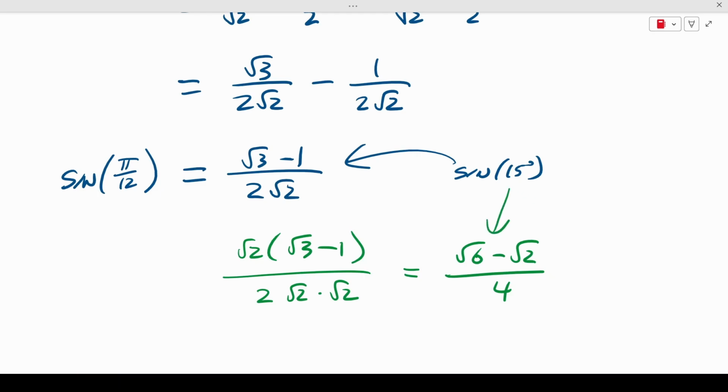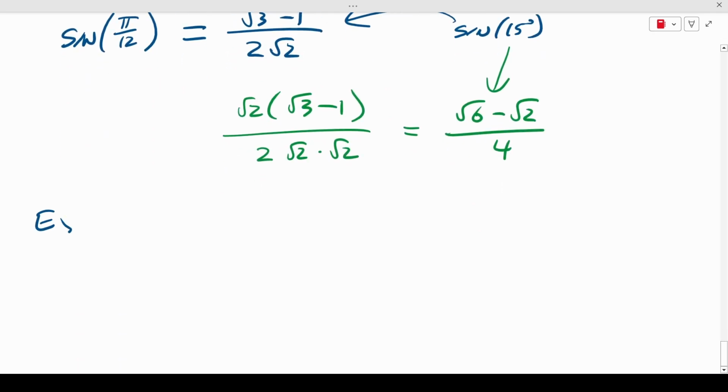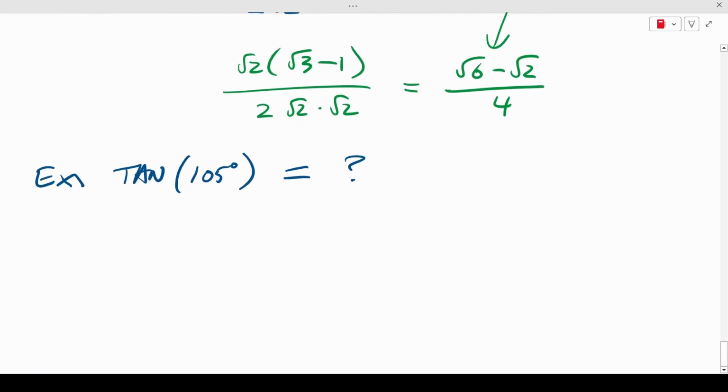That's kind of cool. Here's an example for you based on the same premise. Figure out what the exact value of tangent, I'll do this in degrees to make it a little bit simpler, tangent of 105 degrees is. Can you figure out an exact value for that? Think, how could you combine two special angles to get 105? Pause the video, try it out, and when you're ready, have a look at the video again and see if you got the same answer as me.